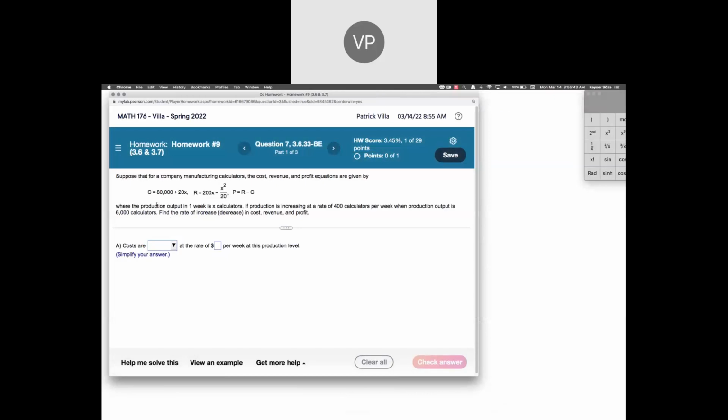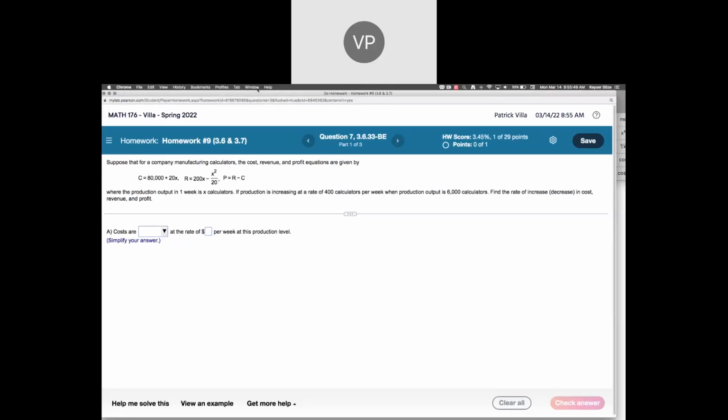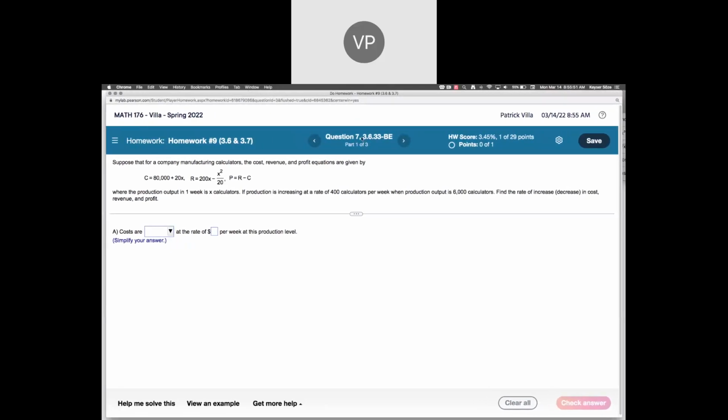Okay, so another one is like we had earlier here. We have C equals all of that. 80,000 plus 20x, R equals 200x minus x squared over 20, P equals R minus C, where the output in 1 week is x calculators, production showing a rate of 400 calculators per week, and output of 6,000 calculators. Find the rate of increase or decrease in costs, revenue, and profit.